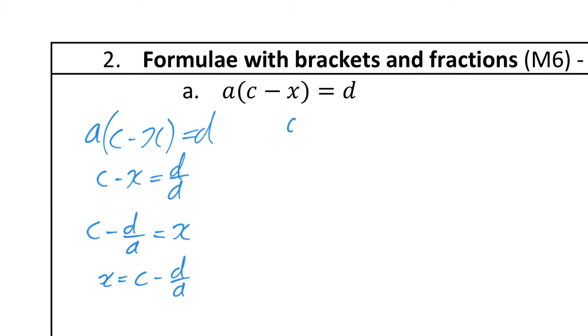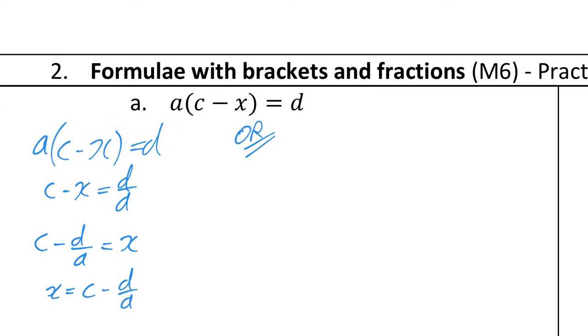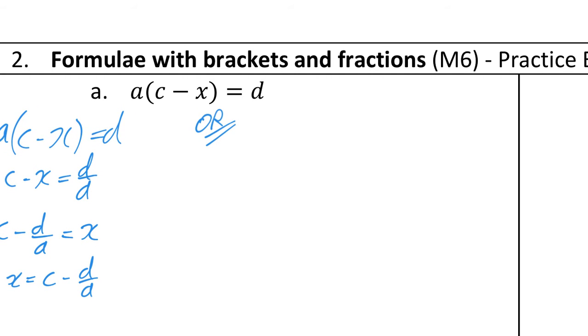Now it's very important that I show you the second method, because the answer could look quite different, but it is still the same thing. The other method, which most of you will probably prefer, is when you multiply out the bracket. So you have ac minus ax is equal to d. Then, similar to the last one, we swap our minus ax and our d around.